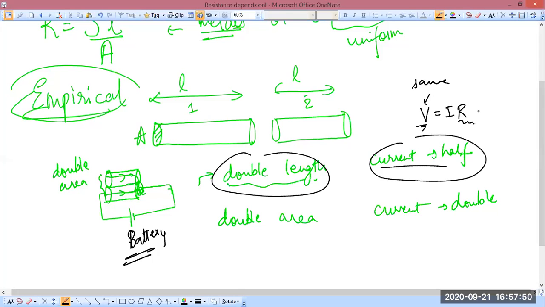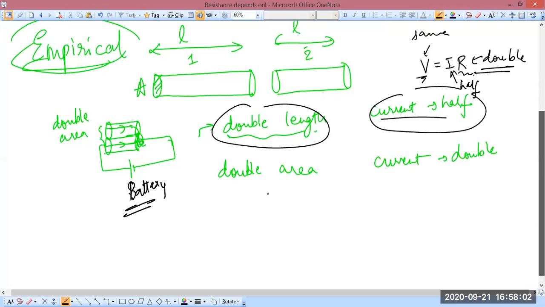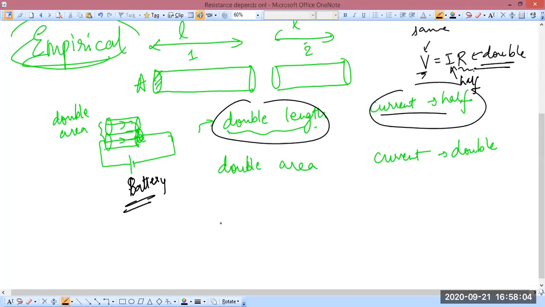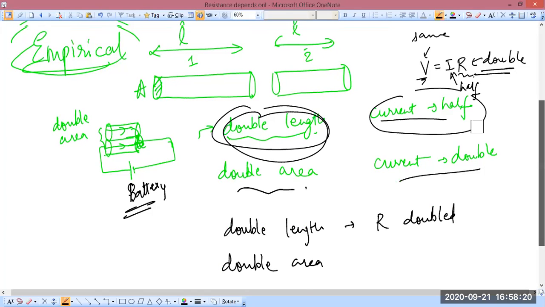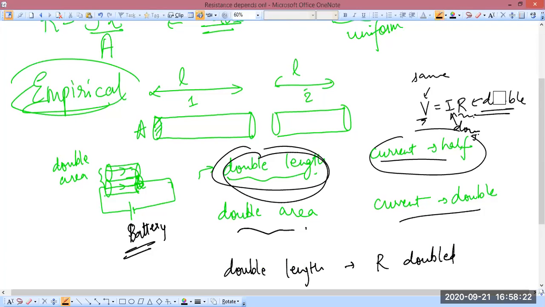I hope that makes sense. If current becomes half, that's what they would have observed, then R should be double. So what we are basically saying is, if you double the length, then resistance is also doubled. And similarly, if we double the area, the current is doubled, that means resistance should become half, right?